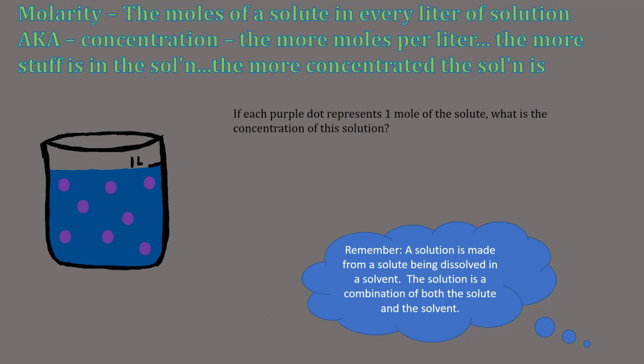So if we count the number of dots here, we've got 1, 2, 3, 4, 5, 6, 7, 8. So that means there's 8 moles of solute in 1 liter, right? Because it's filled up to 1 liter. So that means it's an 8 molar solution, right? So that would be the concentration of this.